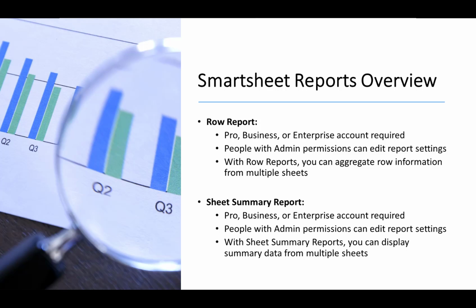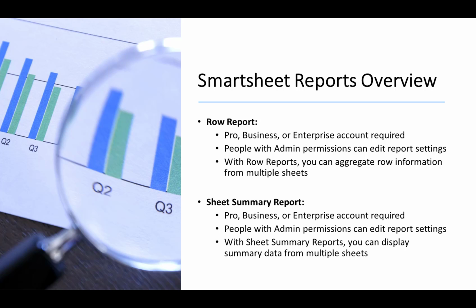One thing I want to point out is that there are 2 different types of reports in Smartsheet. If you recall, when I was creating the report, it asked me if I wanted a row report or a sheet summary report. I am going to make sure that I add a link in the comments below that points you to the reports page where it describes a little bit more about the different types of reports and when you would use them.